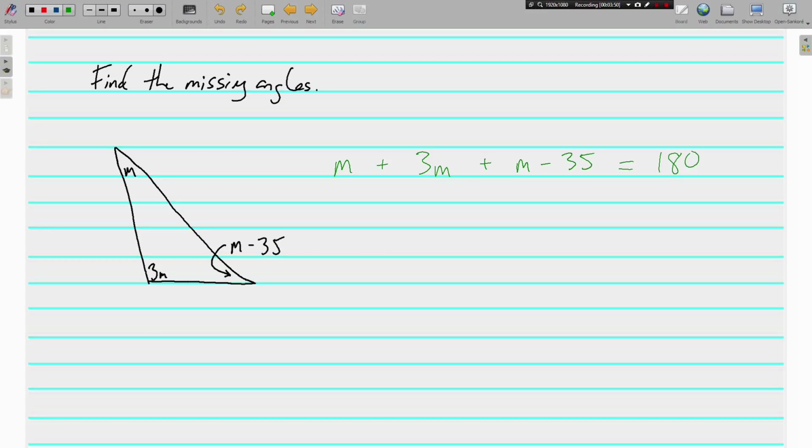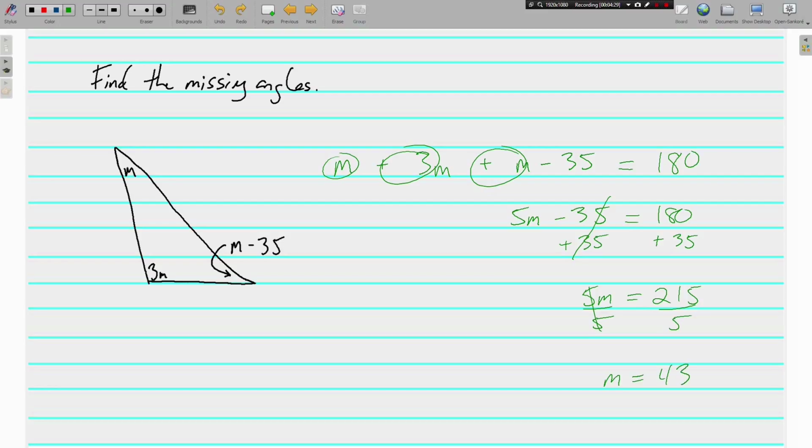Like terms, we've got 1m, 3m's, and 1m is 5m minus 35 is equal to 180. Save the term with the variable for last, so we're going to add 35 to both sides. And that gives us 5m is equal to 215. Divide both sides by 5, and our solution is m is equal to 43.